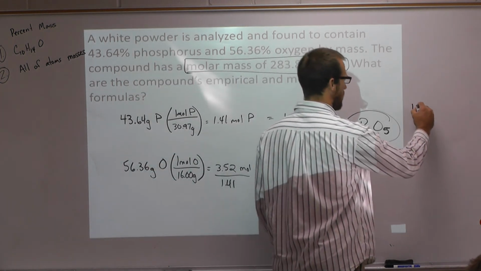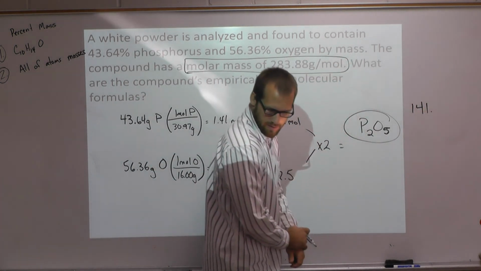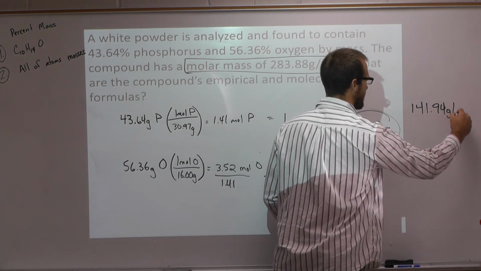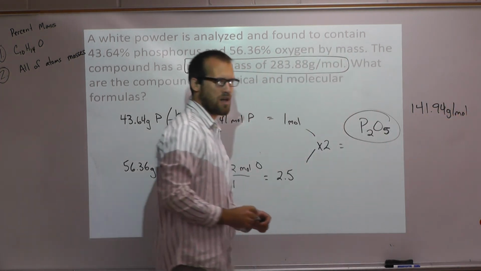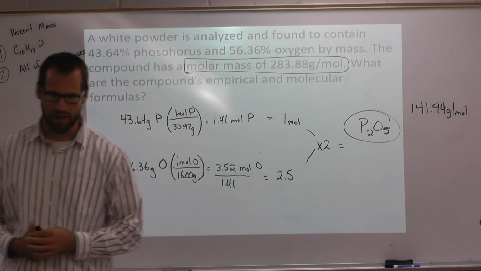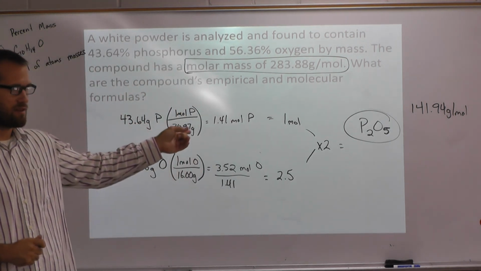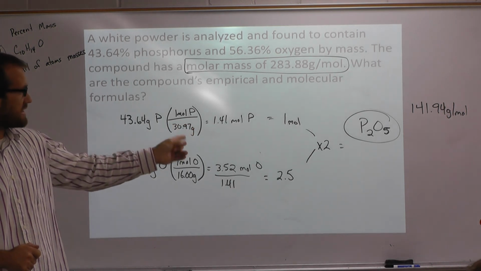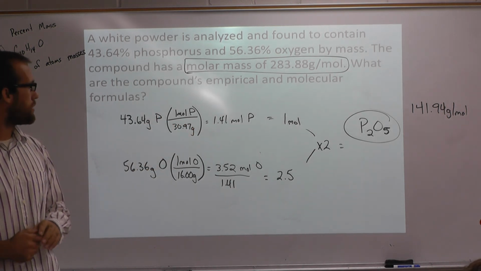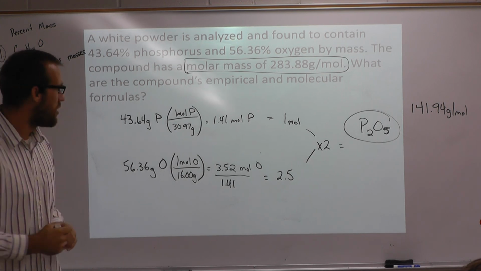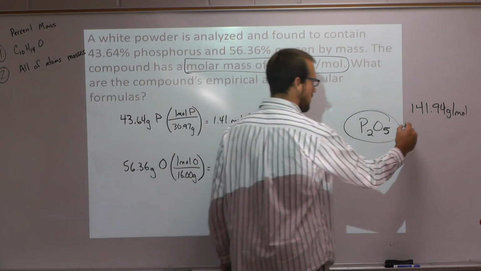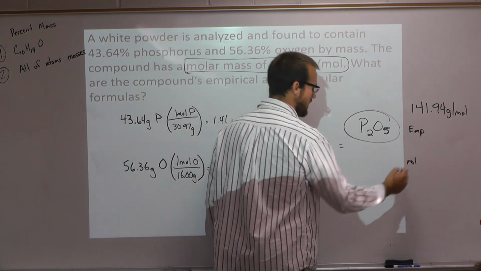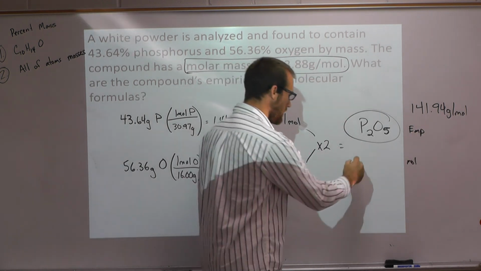I'm just going to give it to you: 141.94. Is that the same? But we know it's a whole number ratio of it. It's the right ratio, just not the right numbers. So take that times 2, and we should get 283.88, which means this is the empirical formula, and the actual molecular formula, or the correct formula, is what?